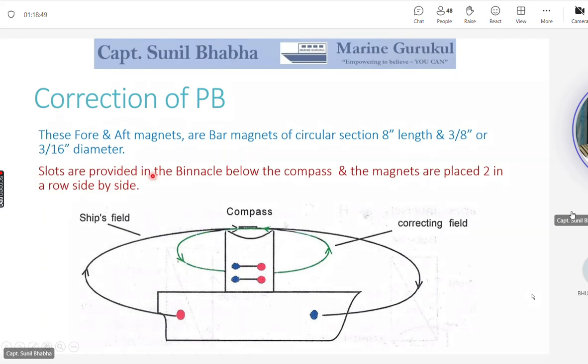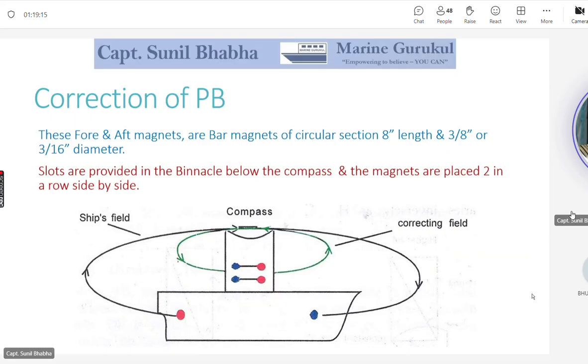Slots are provided in the binnacle below the compass, and the magnets are placed two in a row side by side. So when we place these corrector magnets, they are always placed in pairs. One of the magnets is slightly to the starboard of the compass, another magnet is slightly to port of the compass. They are always placed in pairs.